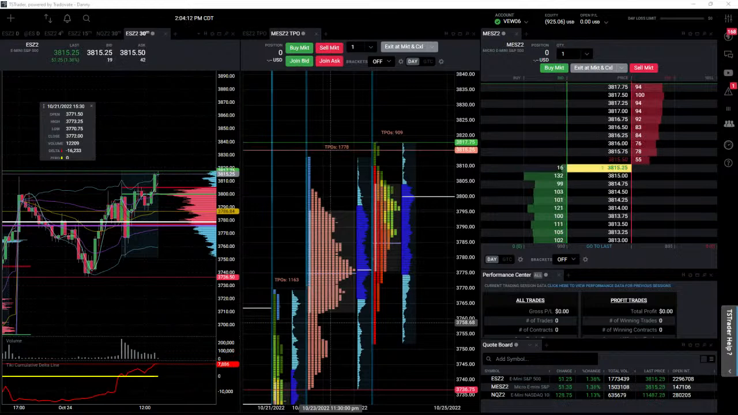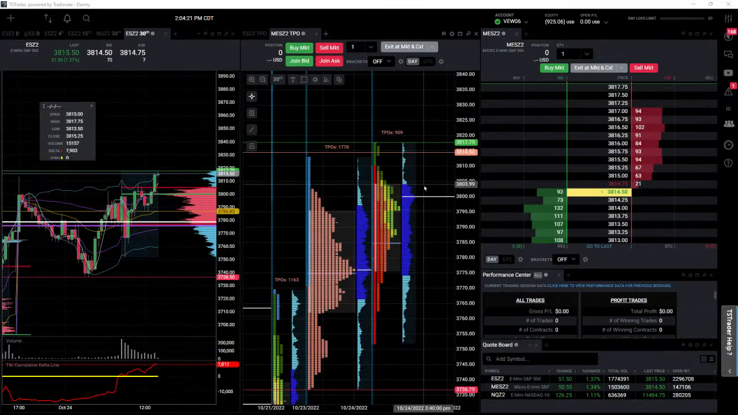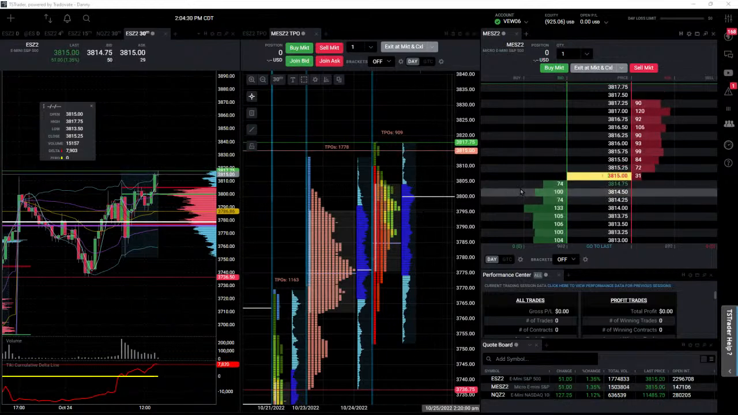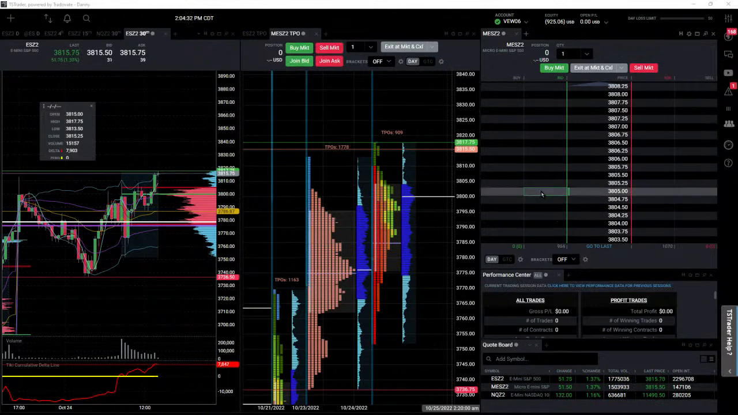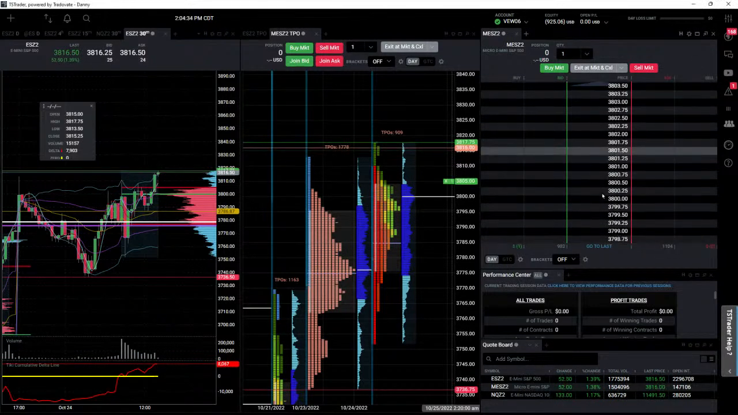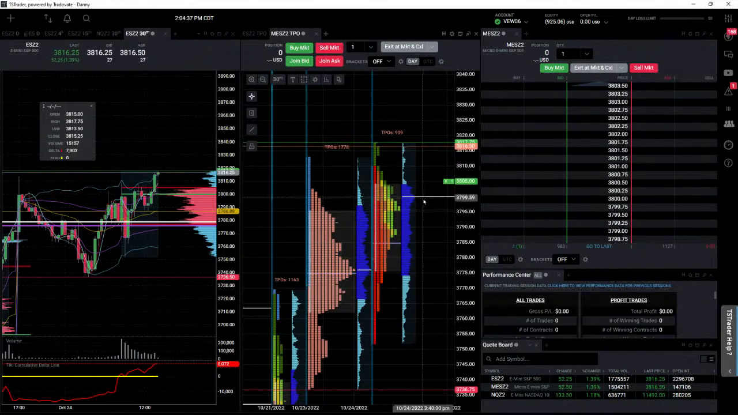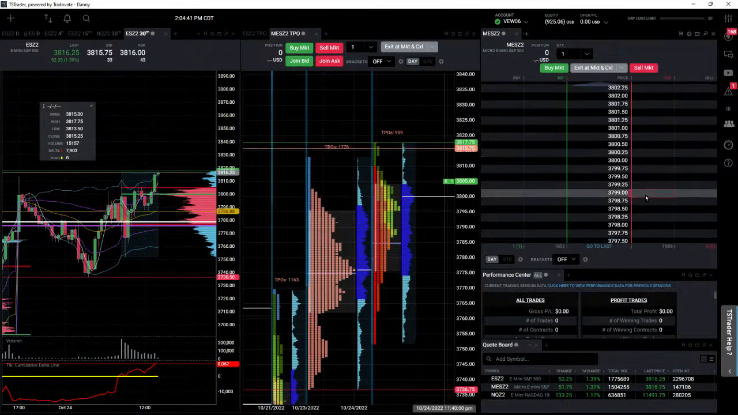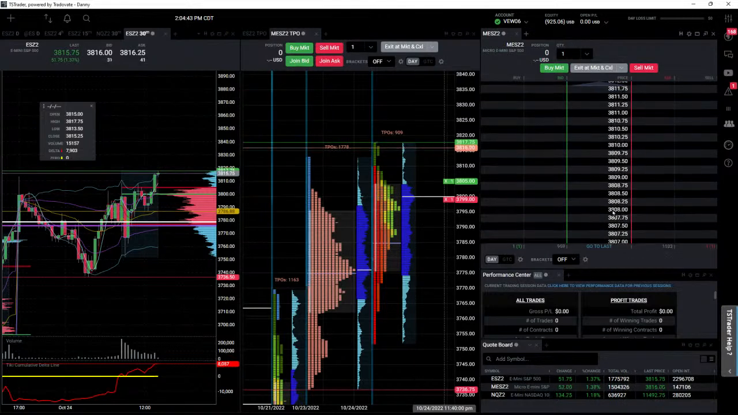All right, so Shaw is saying wait for a pullback to 3,800, 3,805-ish and load the boat. So back to the high of value basically is what you're looking at here. All right, we'll keep that in mind. I'm going to actually put an order in at 38.05 to go long. We'll look at 37.99 for a potential stop. We'll see if we can get that.